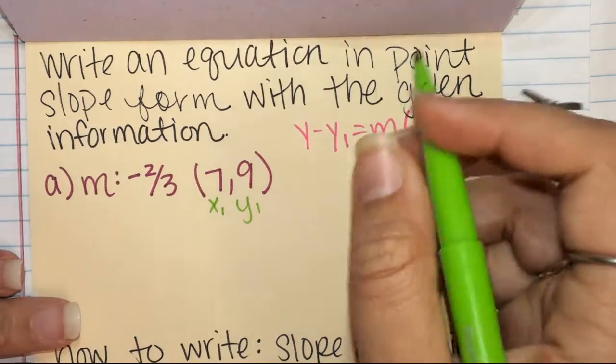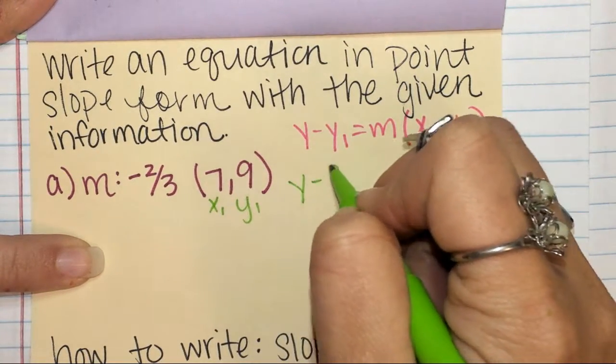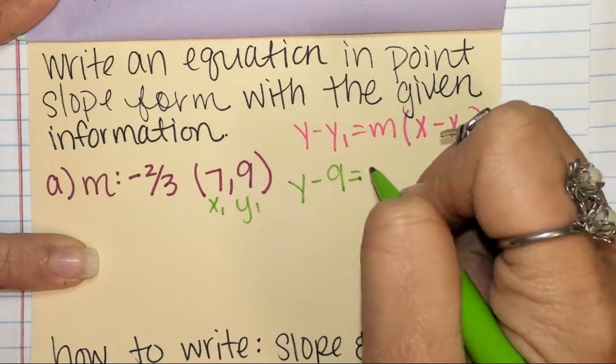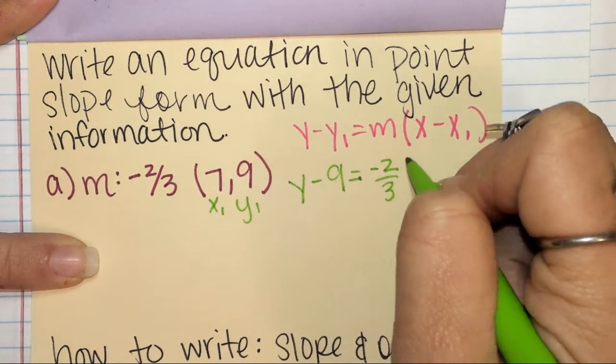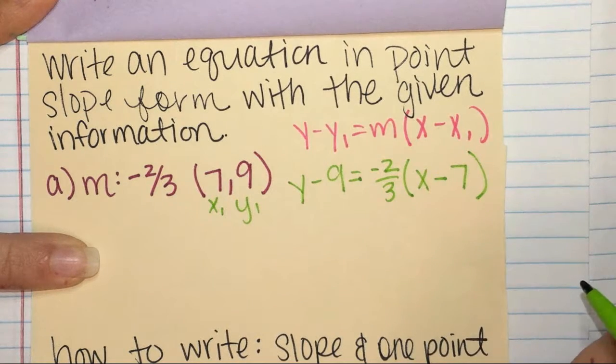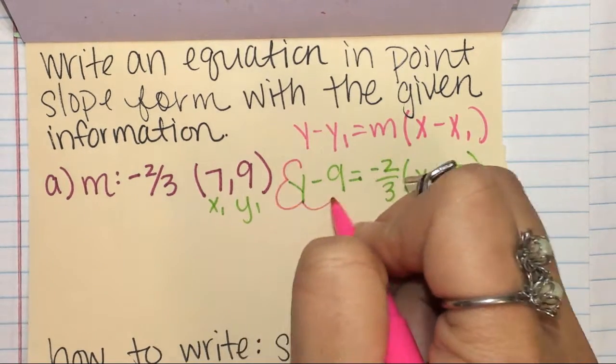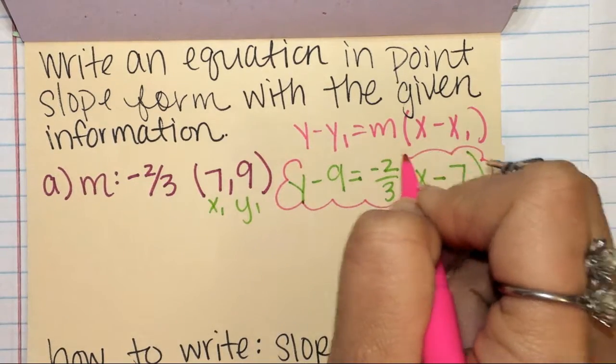How would I write it? y minus 9 equals negative 2/3 times x minus 7. That's it. That's all you do. That's the answer. If it asks you to write it in point slope form, that's all you have to do.